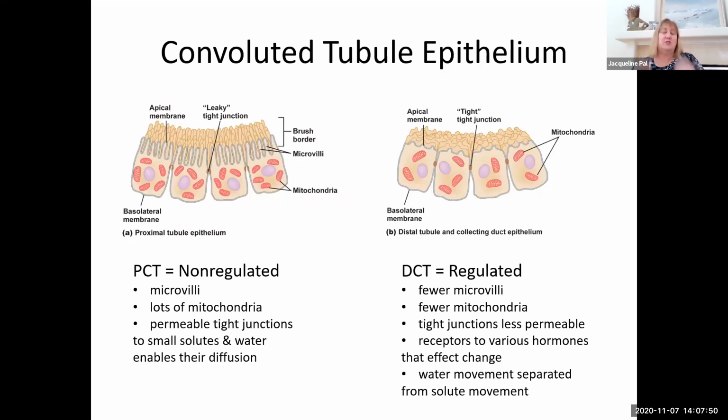So what we do have in the distal convoluted tubule, which we'll talk about later, is receptors for various hormones that can affect the change. And the net effect of all these differences between the proximal and distal convoluted tubule is that water movement in the distal convoluted tubule is separated from solute movement. Solutes moving, creating an osmotic pull, works for the proximal convoluted tubule, but solute movement in the distal convoluted tubule does not create an osmotic pull where water can get through.